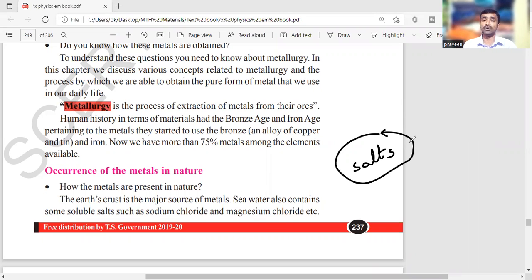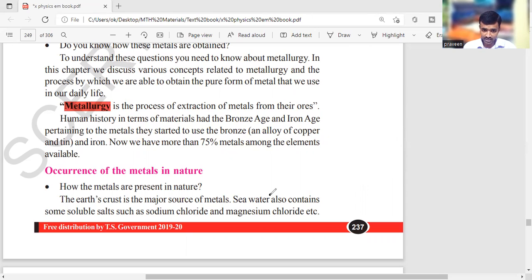Salt means not only your common salt, any chemical substance in solid form is called a salt, right? So we can use that as a source for the metal. Here you need to remember these sources: Earth crust and seawater. These are sources for the metals, right?